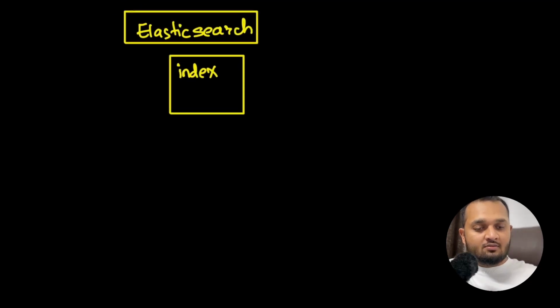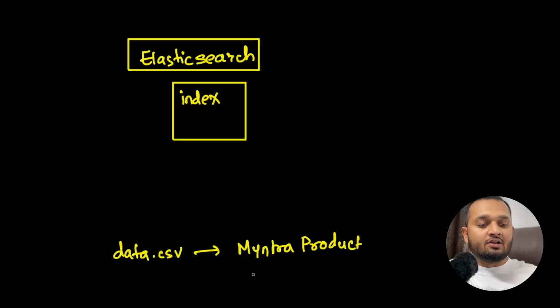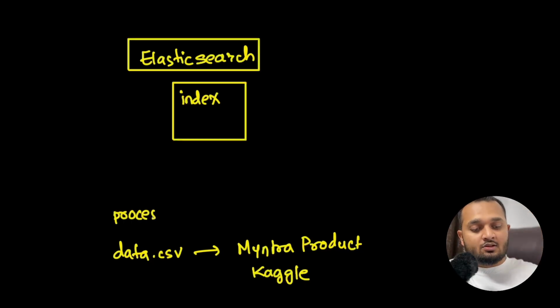And then we have data in CSV format. I have taken data of Myntra products, and I have downloaded this data from Kaggle. I'll give you the link in the description as well. So what we'll do is process this data using pandas.